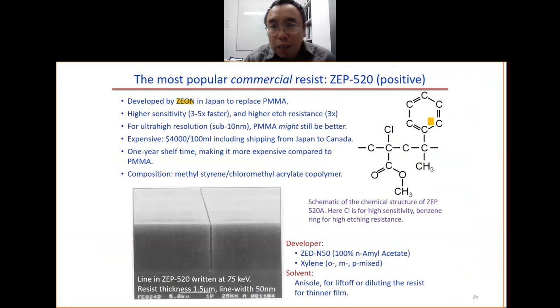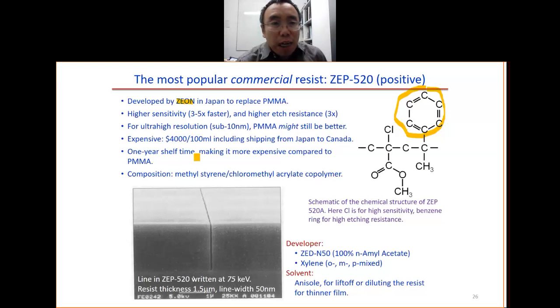But for this one, we have this phenyl group. We know that this benzene ring is very chemically stable, so it is hard to etch. That's why it is more resistant to etching because of this phenyl group. But this one is very expensive. It costs a few thousand dollars. As we said, for the case of PMMA, you buy the powder, you mix it in the solvent, and it costs maybe $10. But for this one, it costs $4,000.